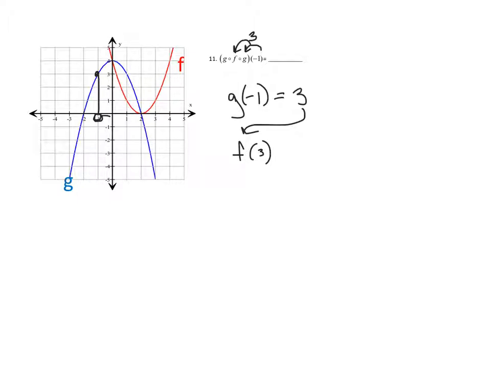Now let's look at it again. We're talking about f, and f is represented by the red graph. In this case, we're going to take our x value to be 3. So let's find it over here. When x equals 3, we have it right here. And let's find the point on the function f, which is the red. So at x equals 3, we get the point right here. Our y value is positive 1. So f of 3 equals 1.